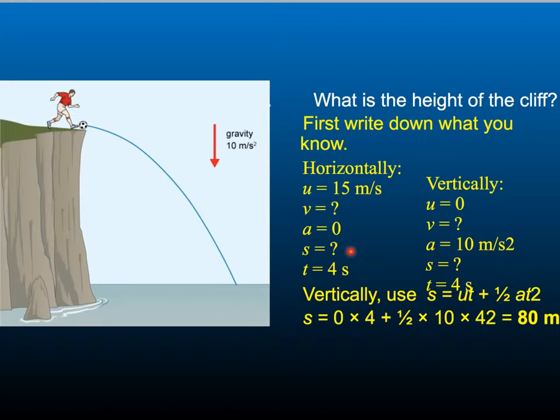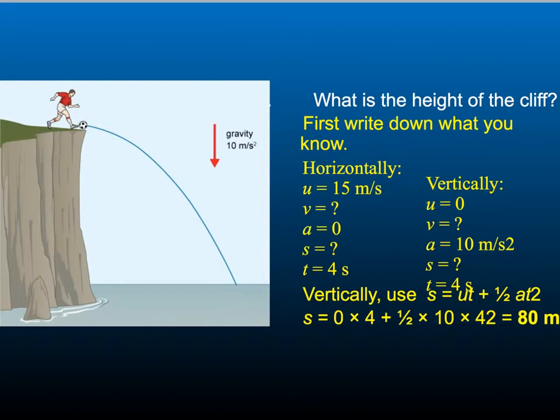So we don't know the range, the distance from the bottom of the cliff. We don't know the height of the cliff. And we don't know the final vertical velocity. However, this question is asking us for the height of the cliff. So we're looking at our vertical section here.